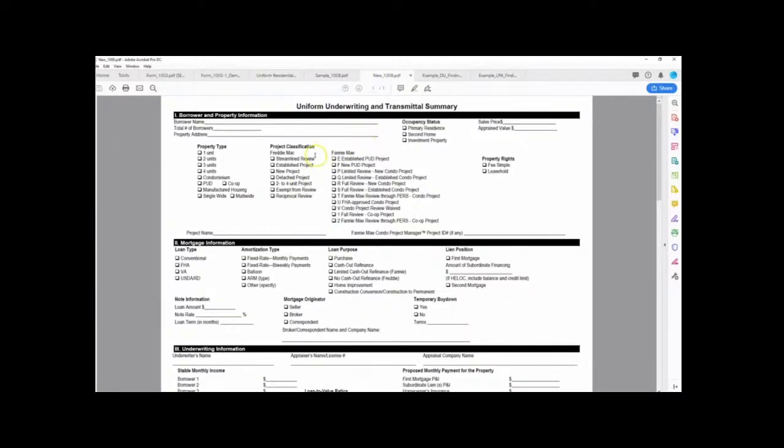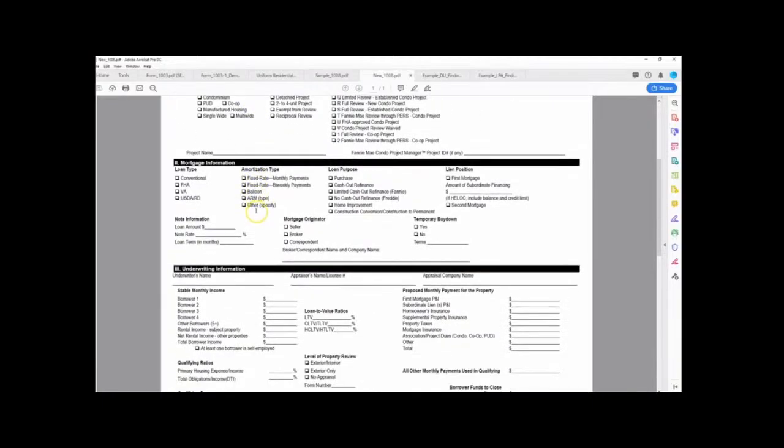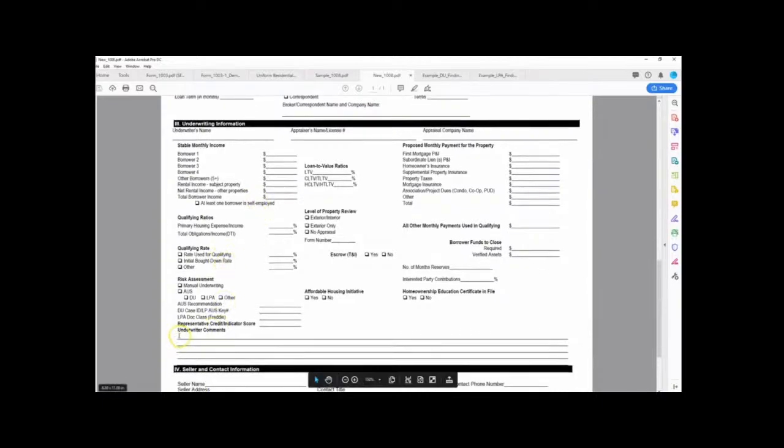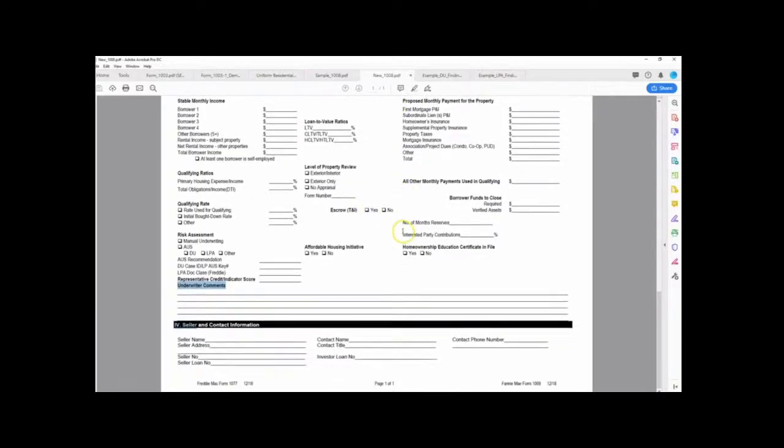The new 1008, again, has exactly the same borrower's information, mortgage information, underwriting information. Okay, scroll down. It has the same underwriting comments, but for some reason it's formatted differently. And the new version, both of the new versions look great. It's just we have to get used to it, especially the veterans out there.